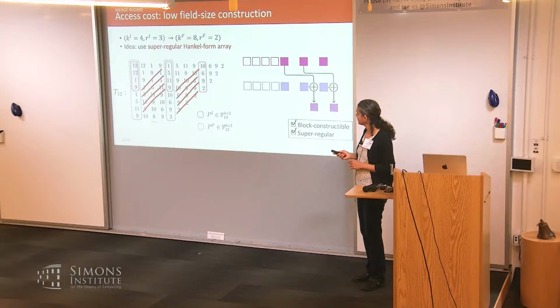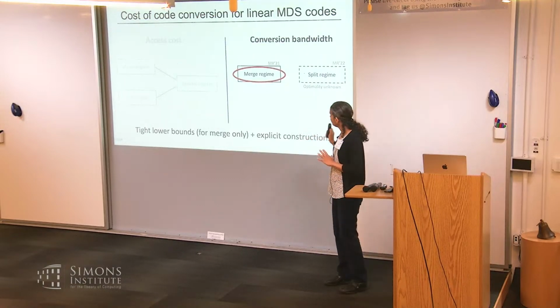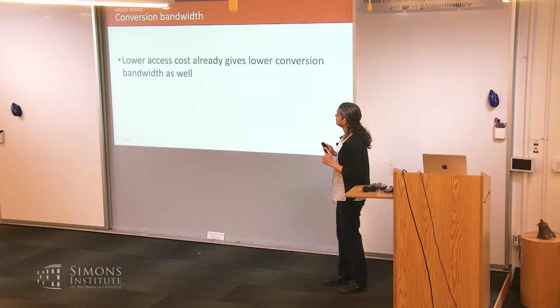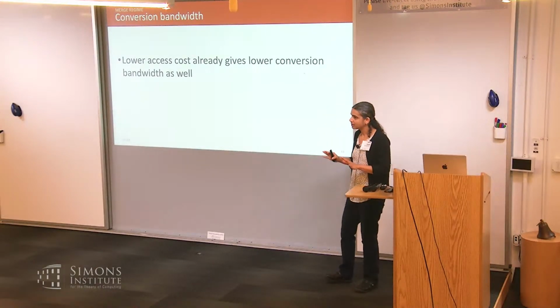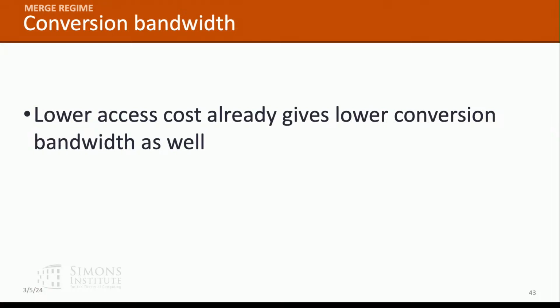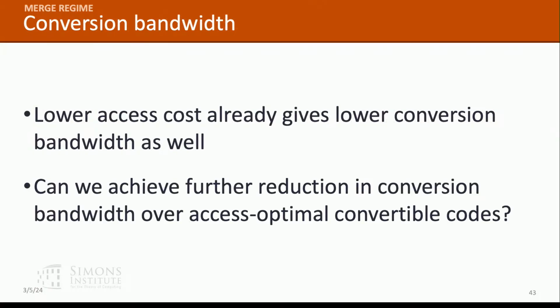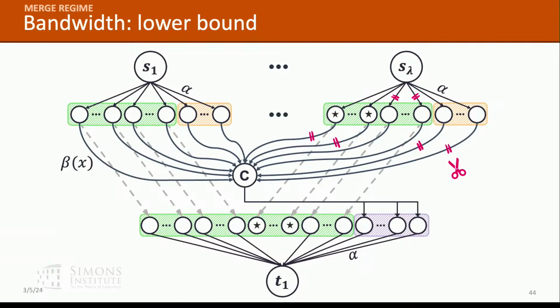Okay, so very quickly, on the conversion bandwidth side, lowering access cost also lowers bandwidth because you're reading only from some of the blocks instead of all the blocks. But the question is, can we do even better on the bandwidth side? And the answer is yes. How the problem is modeled for the bandwidth cost is different as compared to when you're studying the access cost. For the audience familiar with the regenerating codes literature on the repair problem, this is a similar approach of representing the problem using the information flow graph. But there is an interesting twist in the model here.